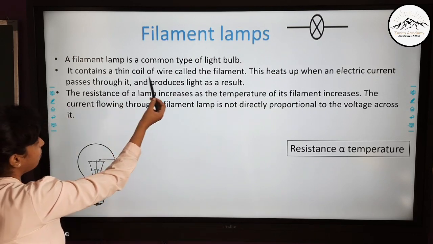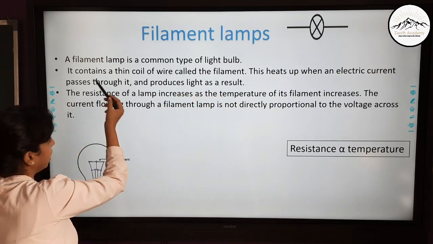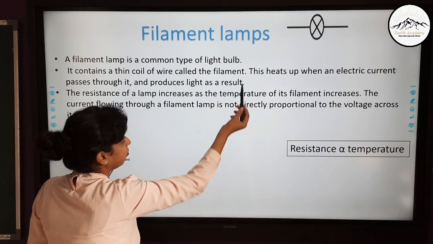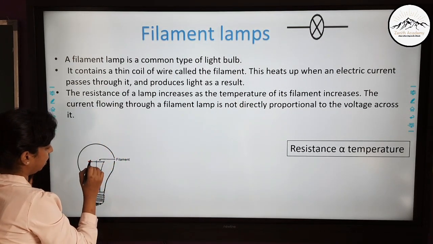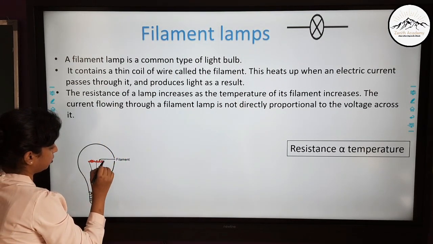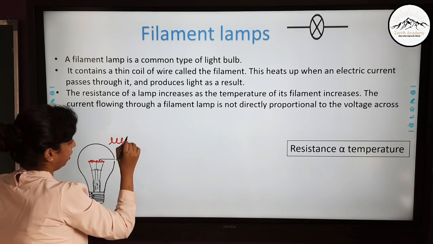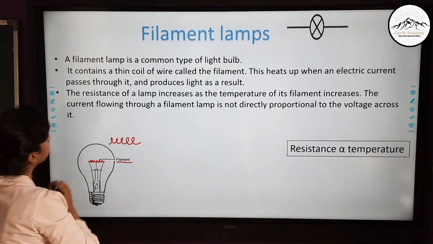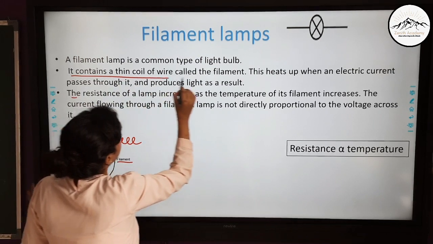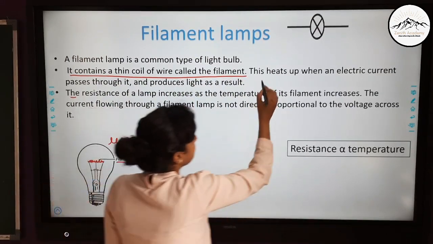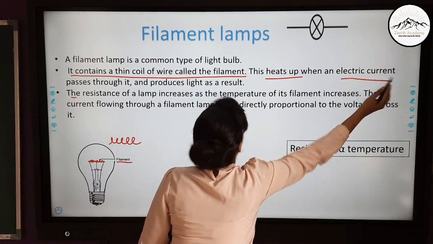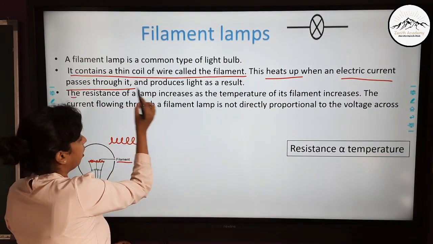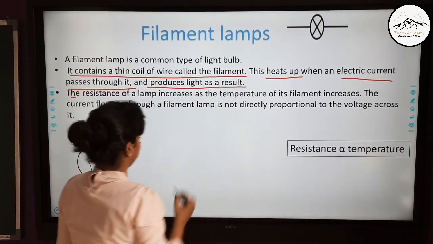A filament lamp is a common type of light bulb. It contains a thin coil of wire called the filament. So, you can see a thin coil of wire here. This is known as the filament. It contains a thin coil of wire called the filament, and this heats up when an electric current passes through it, and it produces light as a result.